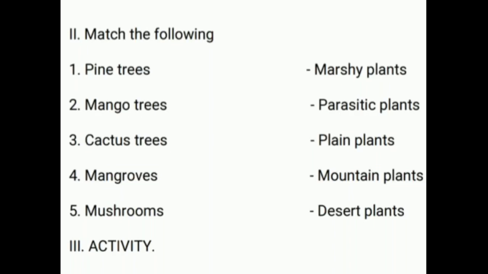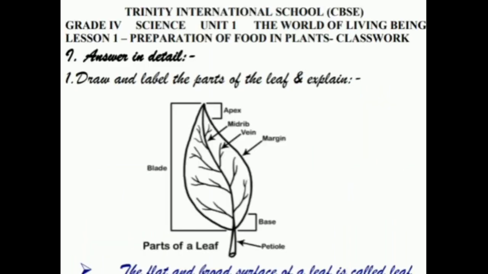4. Mangroves. Answer, marshy plants. 5. Mushroom. Answer, parasitic plant. Okay, children, it is time to start writing our classwork. Take your classwork, take a new page and start.